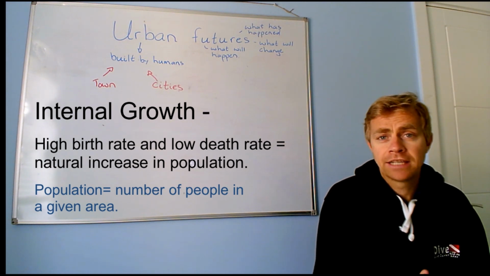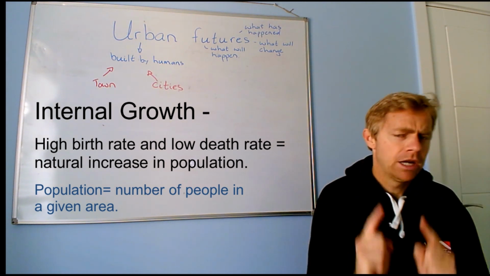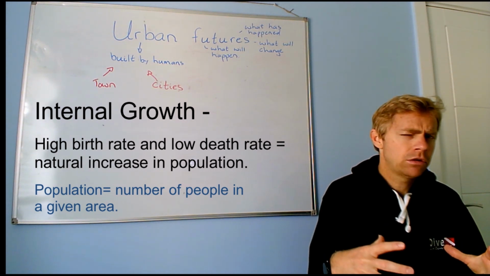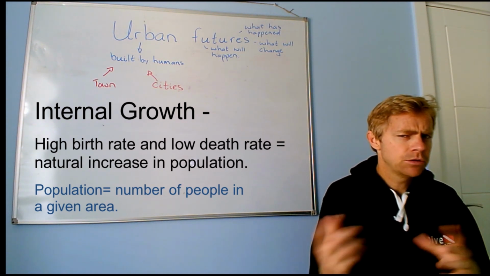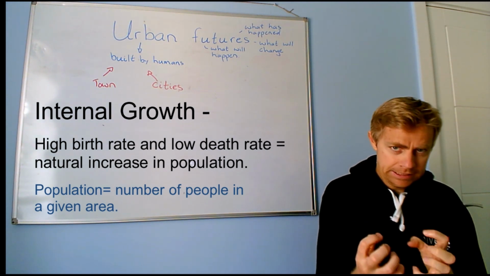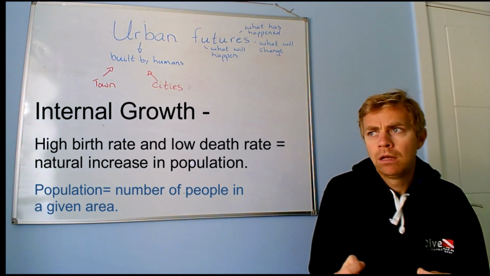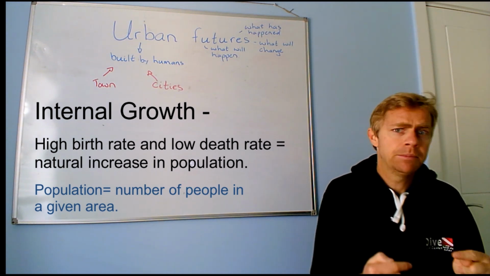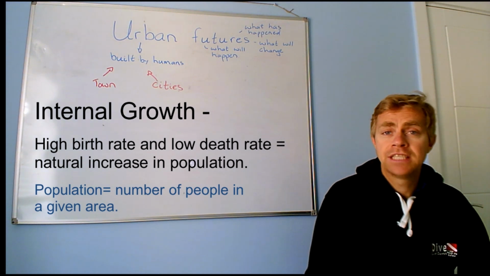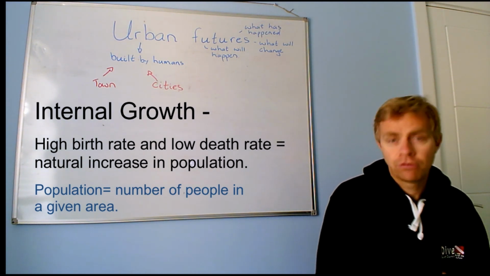The next thing we're going to look at is internal growth. Well, if migration helps urbanisation, the building up of towns and cities, internal growth kind of says what it is on the tin. In other words, more people are being born inside the city and fewer people are dying. Well, if more people are being born and fewer people are dying, naturally there are going to be more people living in a city. So that is internal growth.